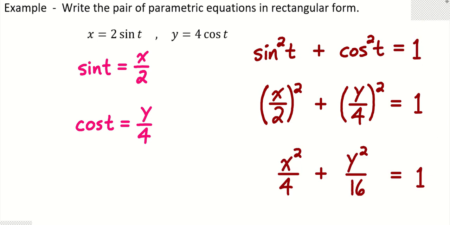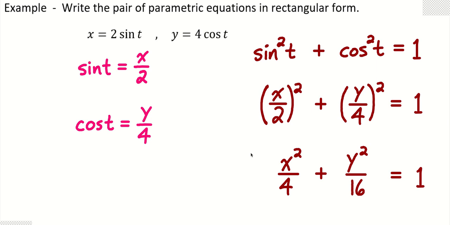And then just a little bit of finalizing, you end up with x squared over 4 plus y squared over 16 equals 1. Which, okay, I don't want to open up a whole new can of worms right now, but this is a very acceptable final answer. Again, I don't want to open up this can of worms too much.